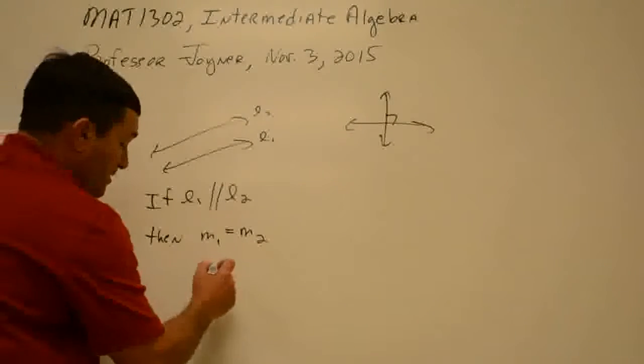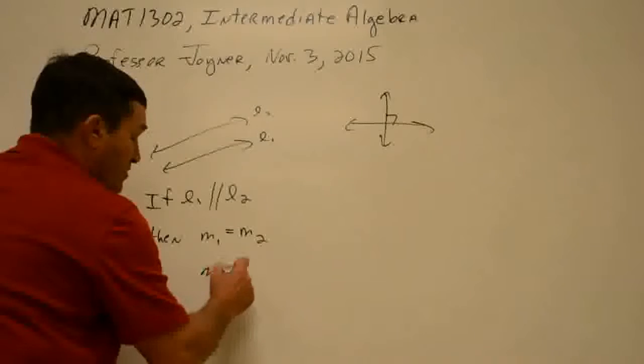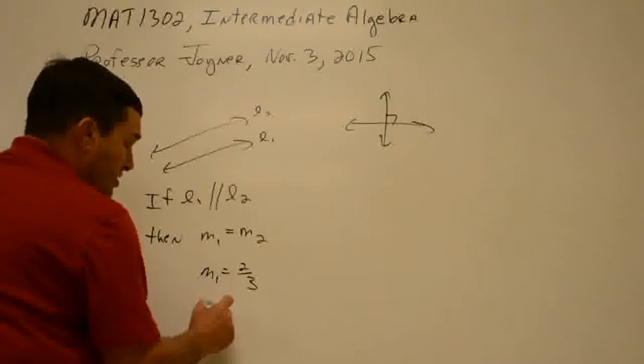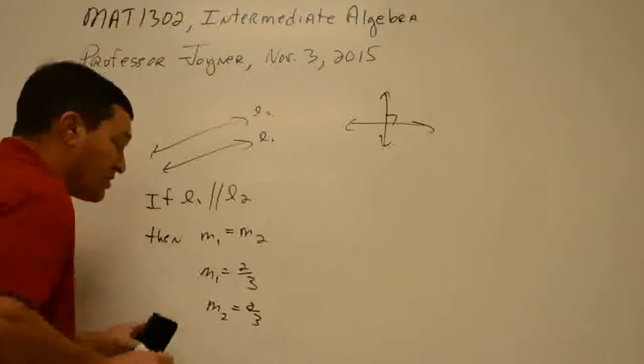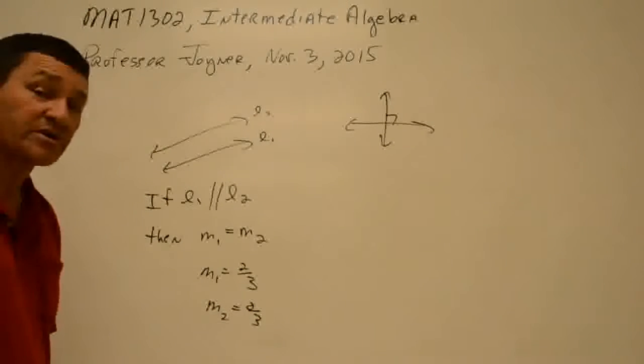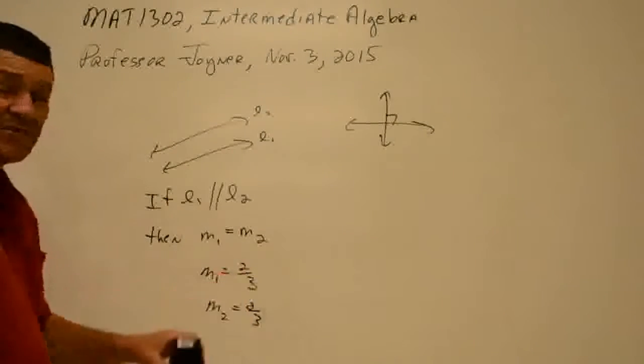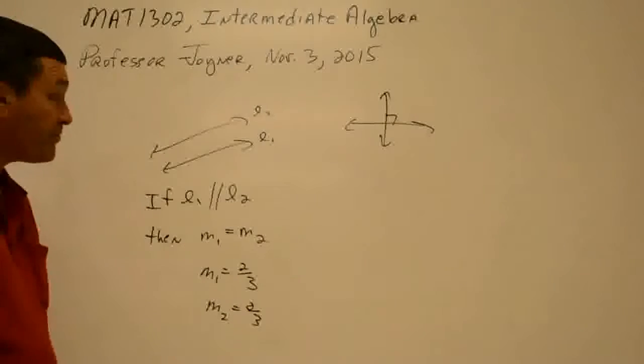Some examples: if slope 1 was 2/3, and if slope 2 was 2/3, those two slopes are equal, so those lines are parallel. If this is anything except for 2/3, they're not parallel.